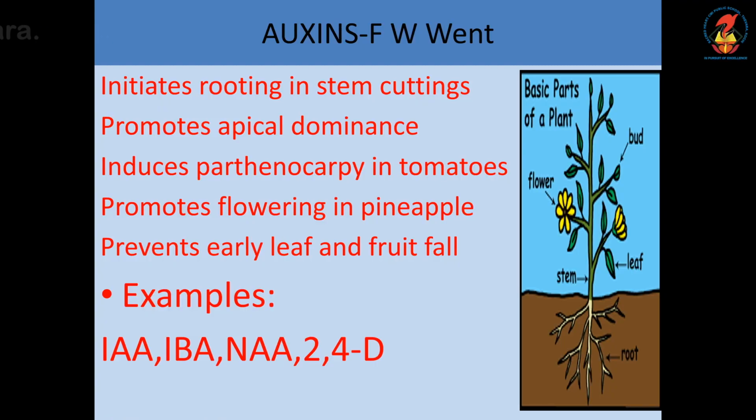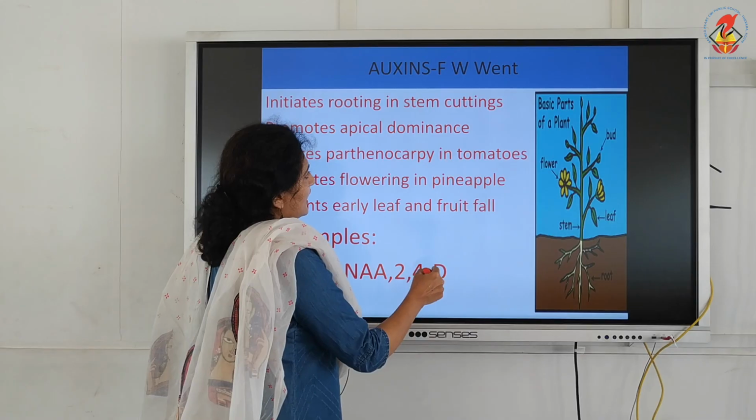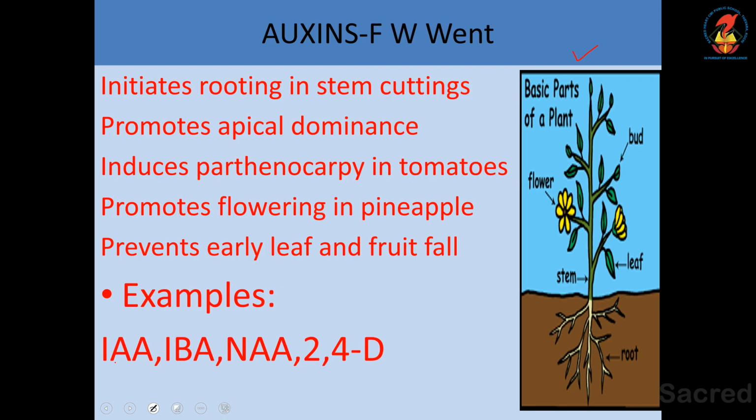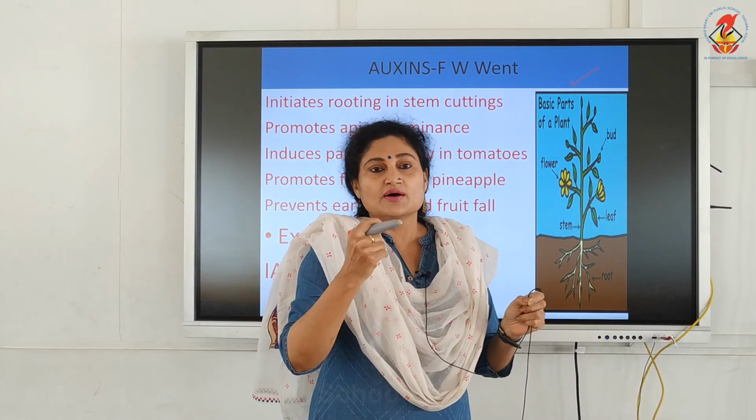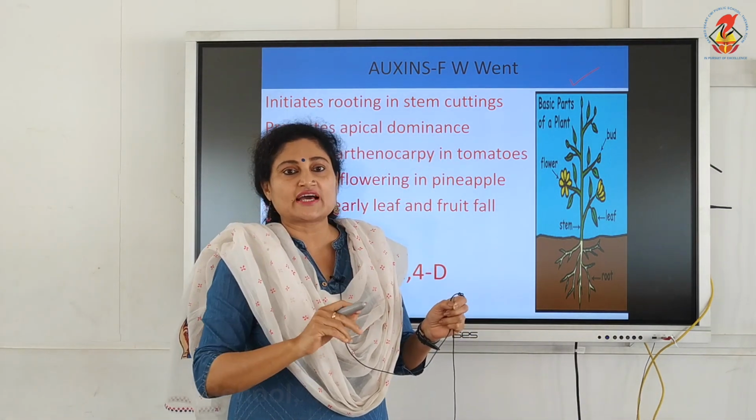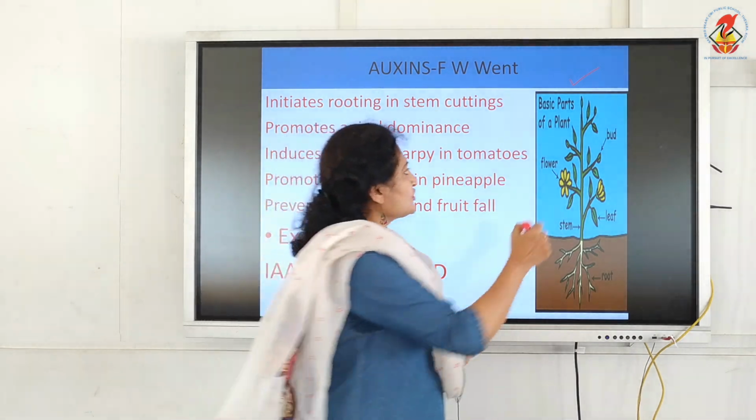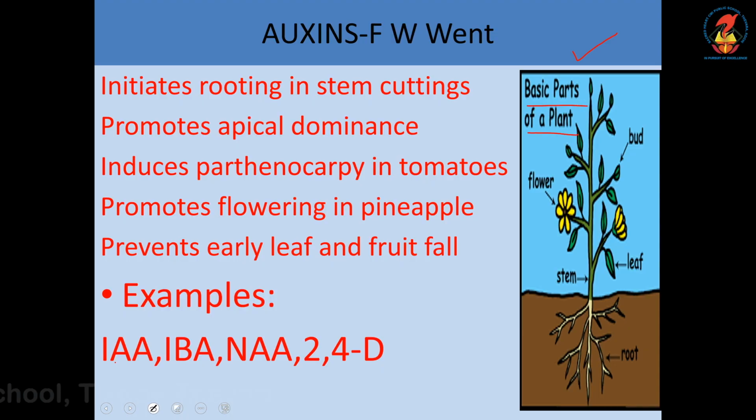So, first I am going to deal with the phytohormone auxins. It was first discovered or isolated by F.W. Went. And as a mnemonic for you to remember, I am taking the entire body of a basic plant, which has roots, stem, leaves, flowers, fruits, buds. With every part, the particular phytohormone called auxins has a role to play. So, the mnemonic I am going to use is a basic plant with all the parts.